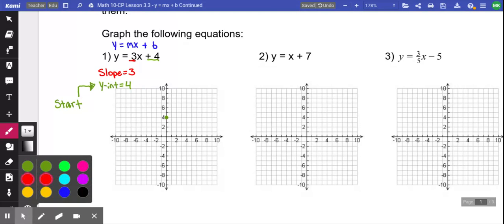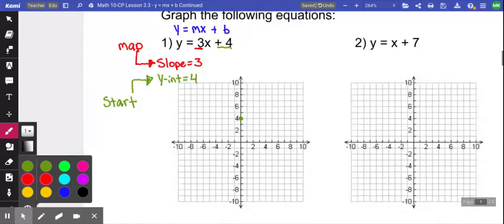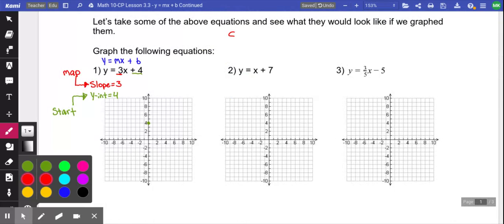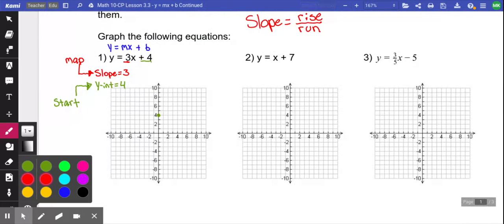Your slope tells you where your next points are. I like to call it like a map. It's a map to finding my next point. And the reason it's a map to my next point is because we know that slope equals rise divided by run. So in this case, I have to reimagine the number 3 as being 3 divided by 1. And that will tell me how I get to my next point.